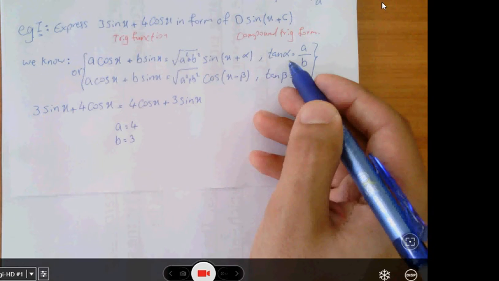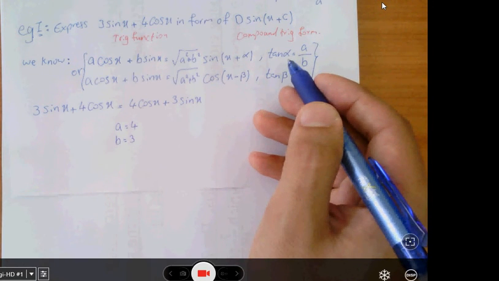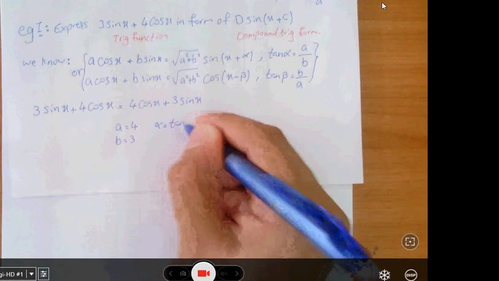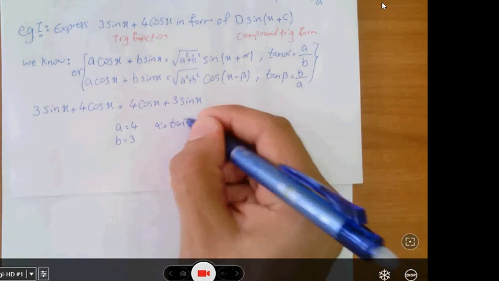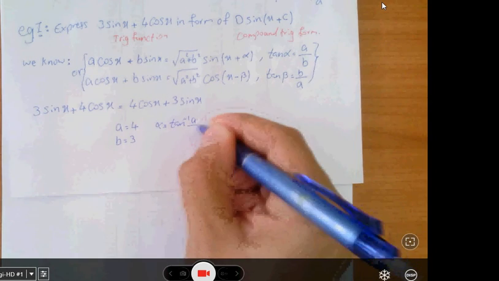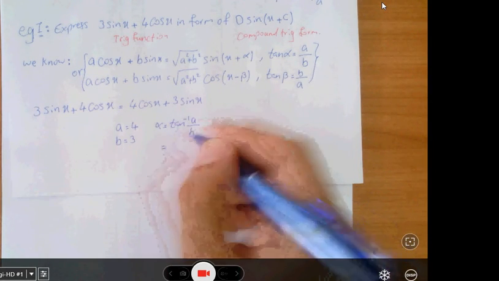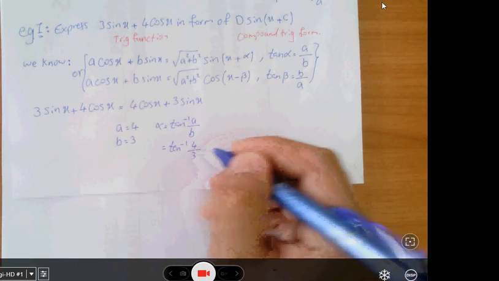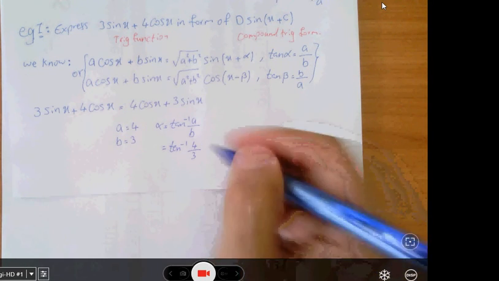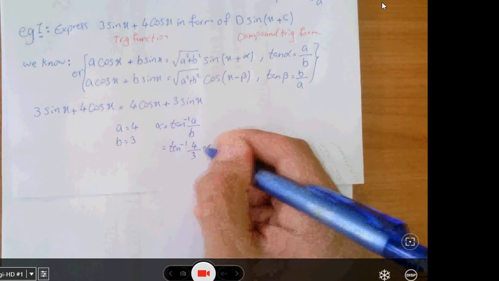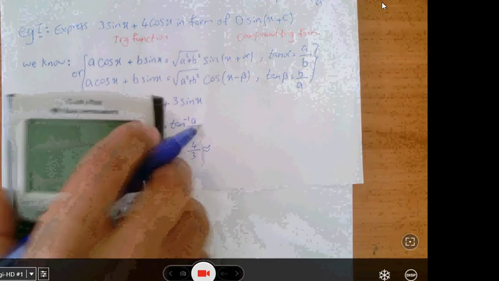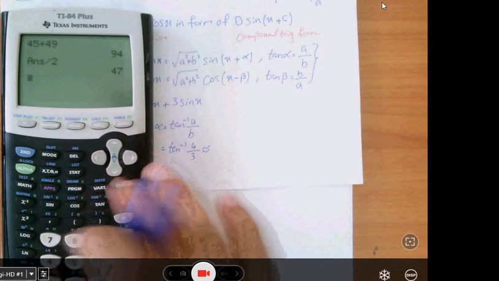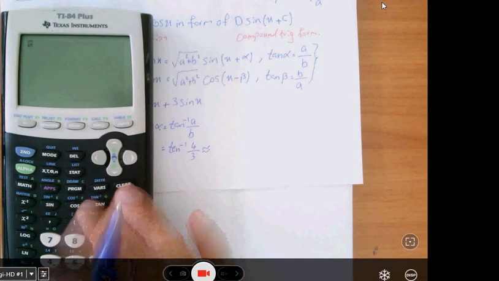Subsequently, I can calculate the angle itself, because alpha equals tan inverse of a over b. So a over b is over here: tan inverse of, a is 4 and b is 3. I need to calculate this, so let's do tan inverse of 4 divided by 3.